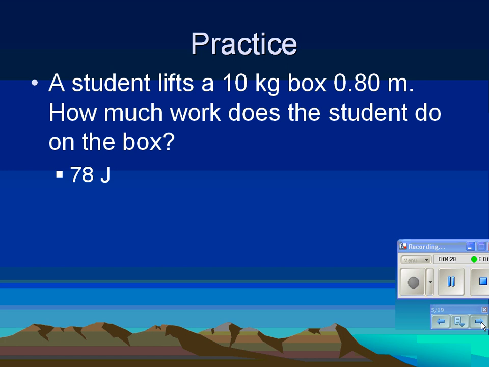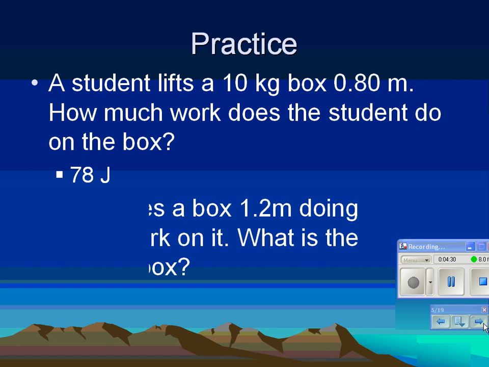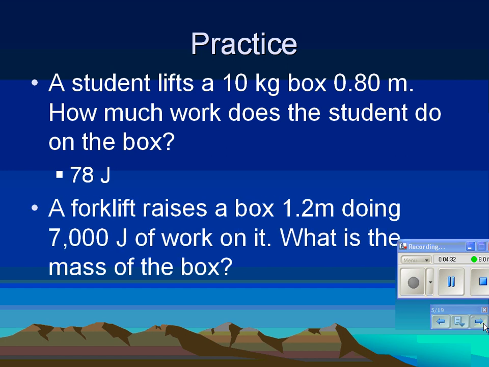Okay. Let's try another one. A forklift raises a box, does some work. Please tell me what the mass of that box was.